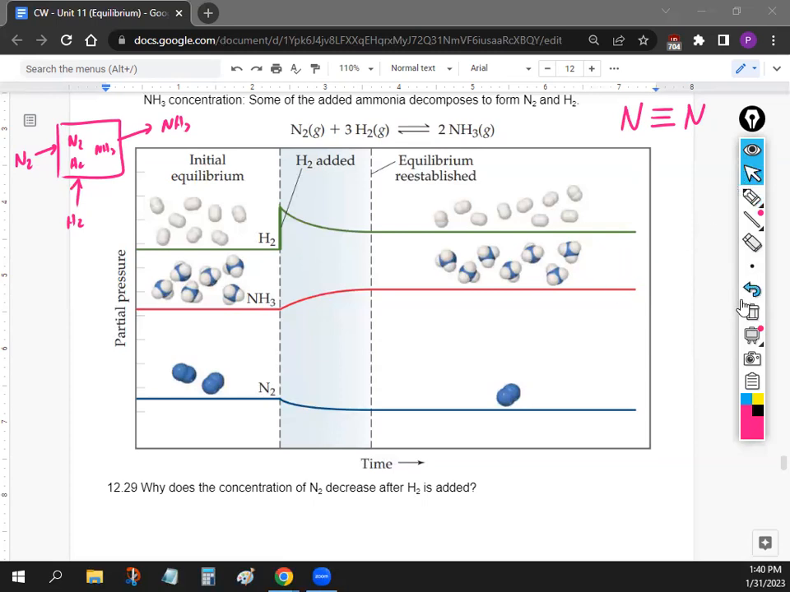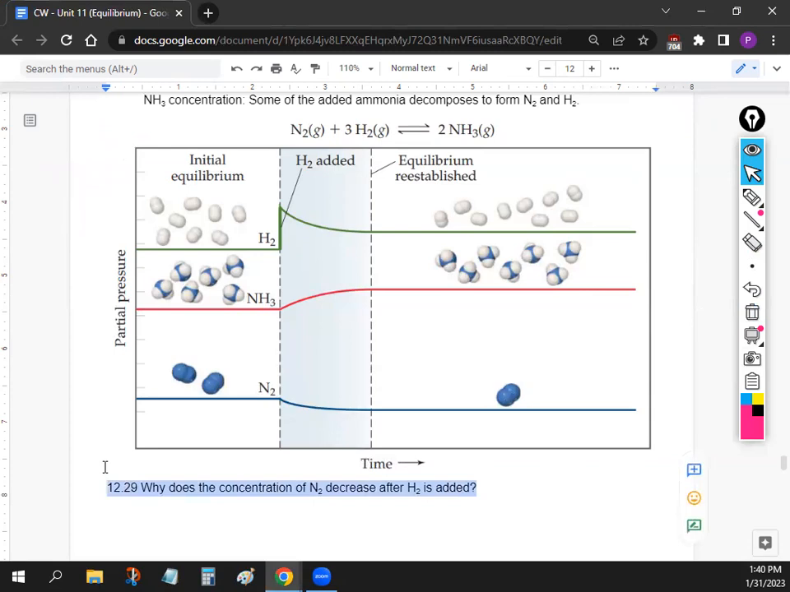Yeah, it's like dynamite. All right, so what are we talking about? Oh, 12.29. So see if you guys can take this principle, Le Chatelier's principle, and answer this question right here. Pretend this is your FRQ. I want you guys to write down, why does the concentration of N2 decrease after H2 is added?